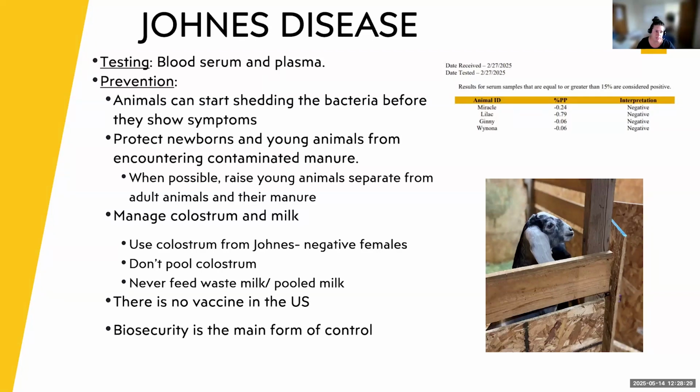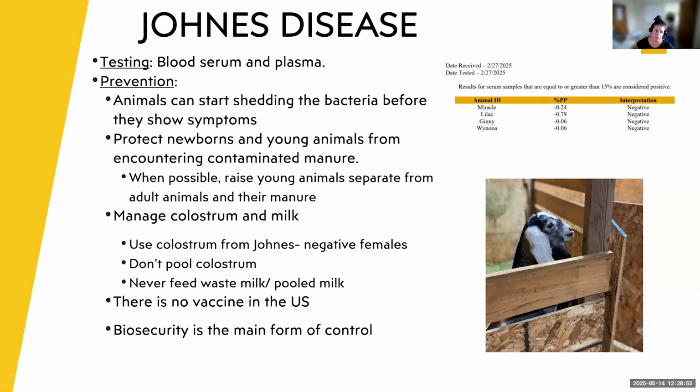Animals can start shedding the bacteria before they show symptoms, so it's really important to know what the status of your herd is. If it's something that you can do, test your animals on an annual basis. If you've ever had it in your herd, test what you still have in your herd on an annual basis, especially those middle-aged and older goats, as it may not manifest until they're older. That is really important.